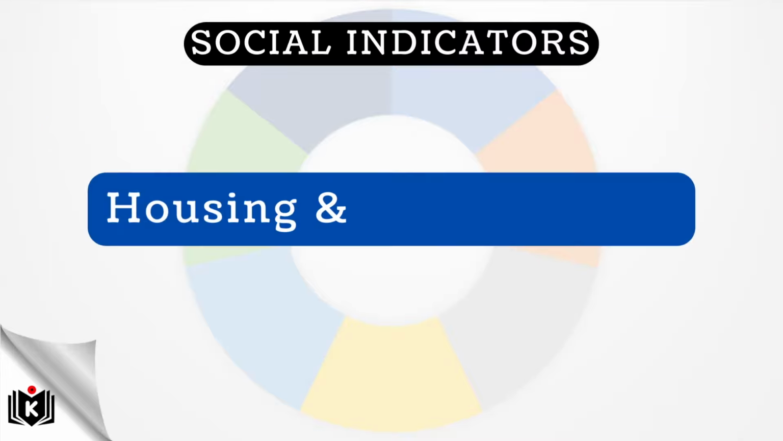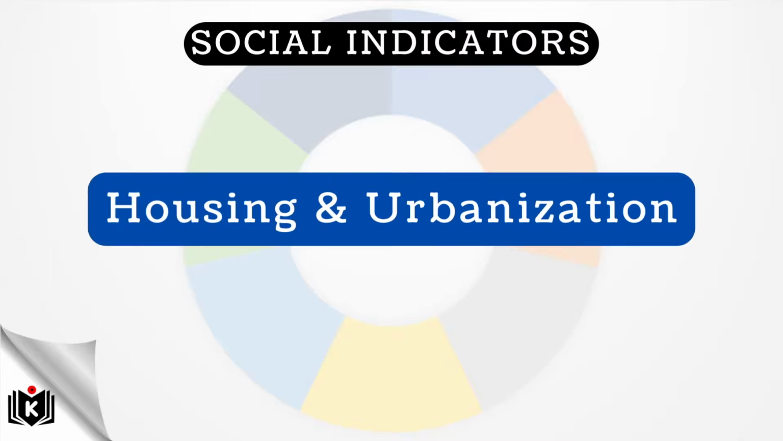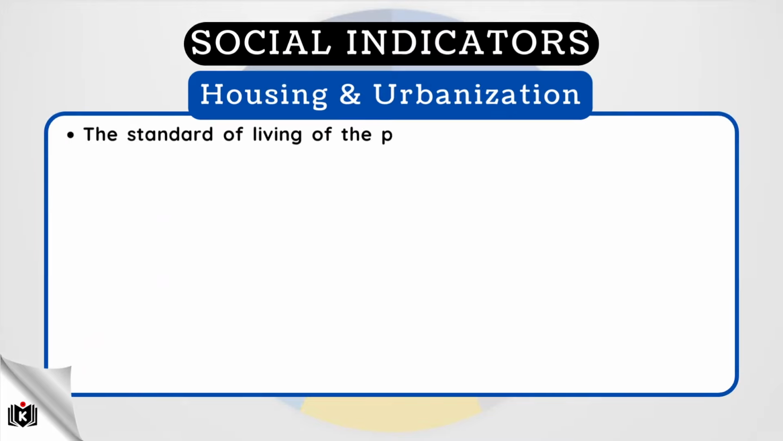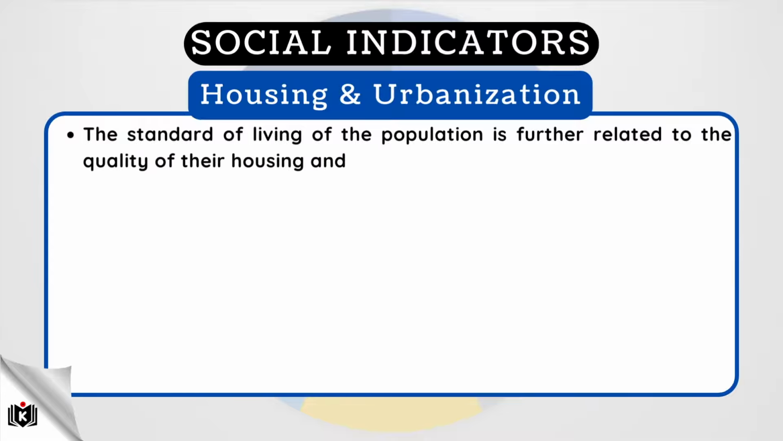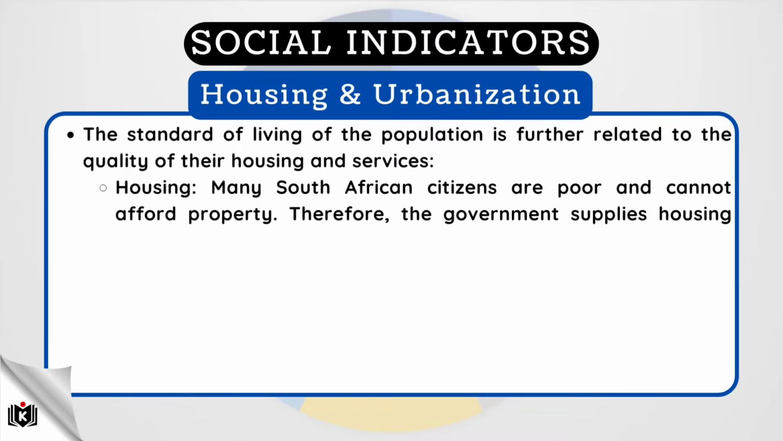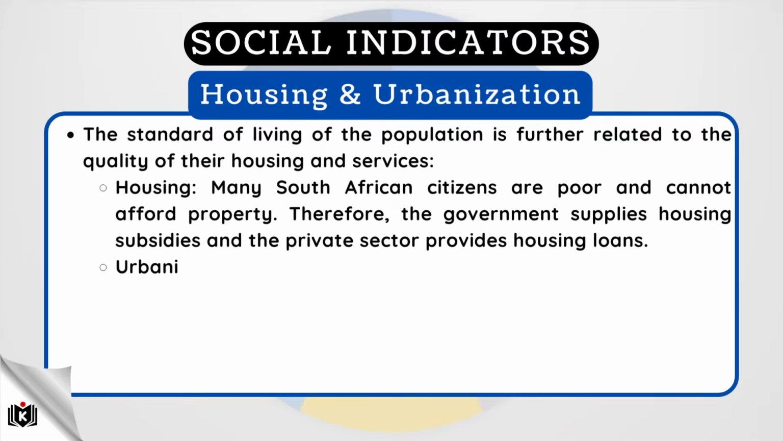The last social indicator we'll discuss involves housing and urbanization. The standard of living of the population is further related to the quality of their housing and services. Housing. Many South African citizens are poor and cannot afford property. Therefore, government supplies housing subsidies, and the private sector provides housing loans.